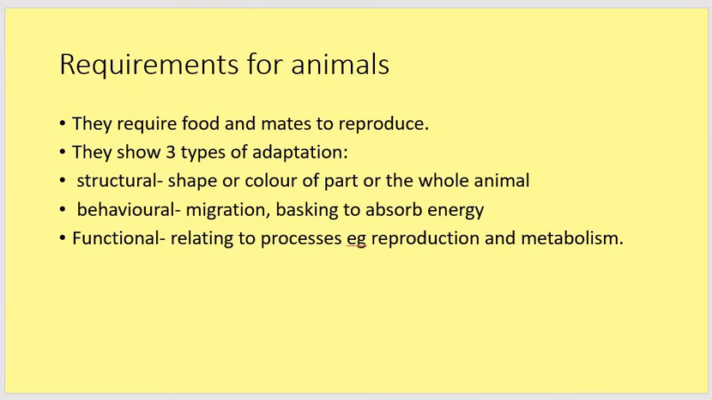Animals require food and mates. Food is to keep themselves going, mates are to keep the species going. They have 3 types of adaptation. You'll need to note these down, so make sure that you remember to pause the slide.